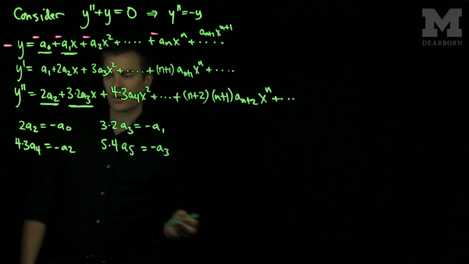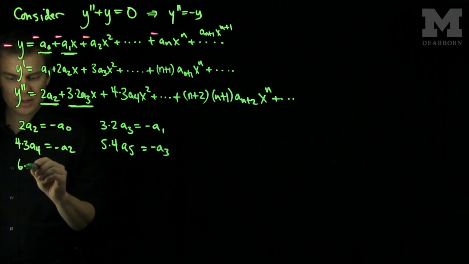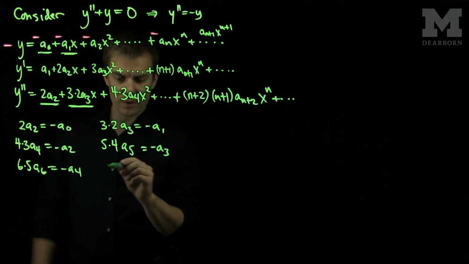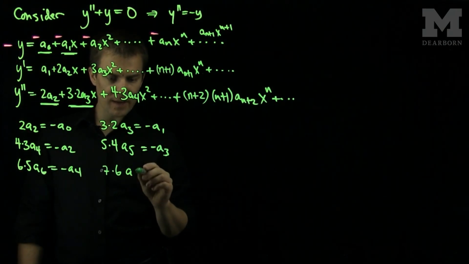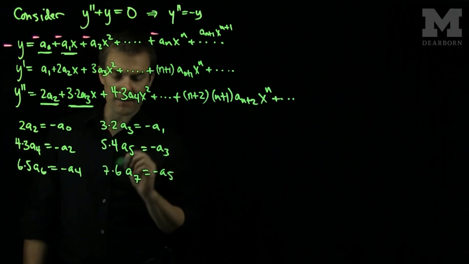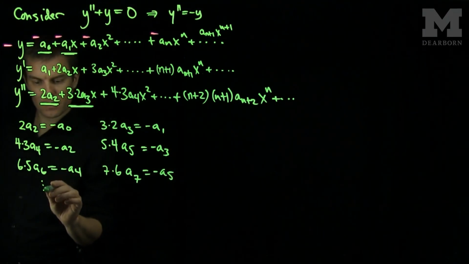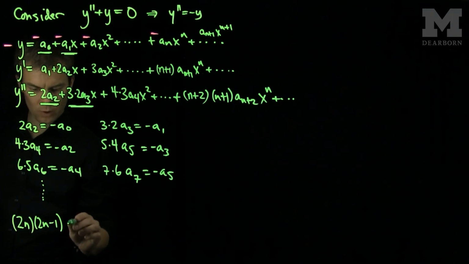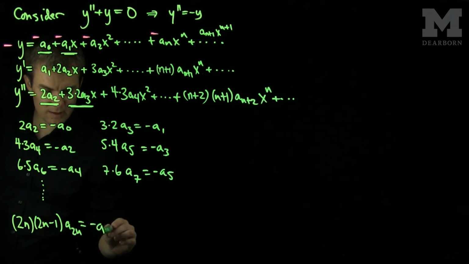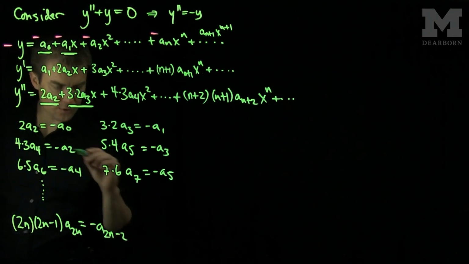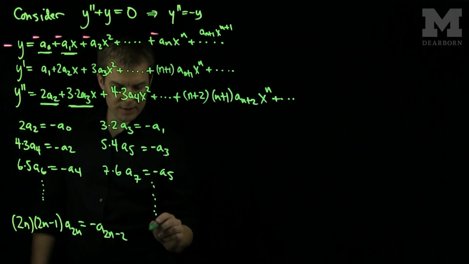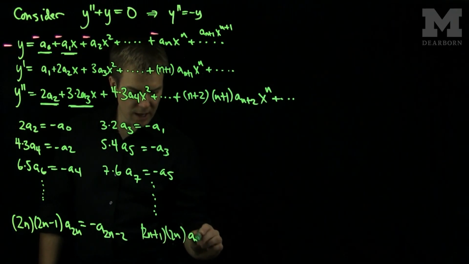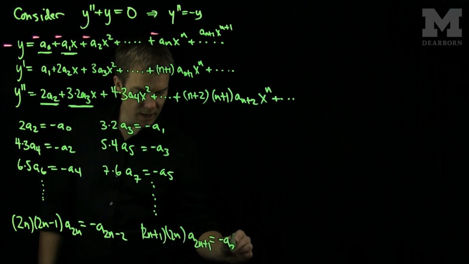And if we look down further, the next term tells me that 6 times 5a6 is equal to negative a4. And the next term tells me that 7 times 6a7 is equal to negative a5. And we can find a pattern from this. The pattern is that 2n times (2n minus 1) a2n is equal to negative a(2n minus 2). And the pattern over here tells us that (2n plus 1) times 2n, a(2n plus 1), is negative a(2n minus 1).